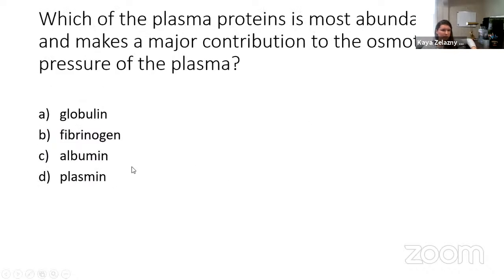Okay, so I won't put this up as a poll, but this is where you should have put albumin. That's our most abundant plasma protein. And because that's our most abundant plasma protein, that's what's basically mostly creating our osmotic pressure when we're looking at filtration pressure in the capillaries. So here is where you would have chosen albumin.